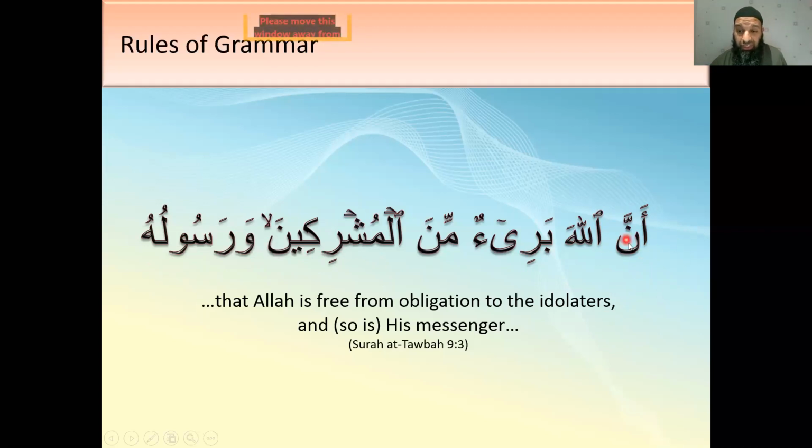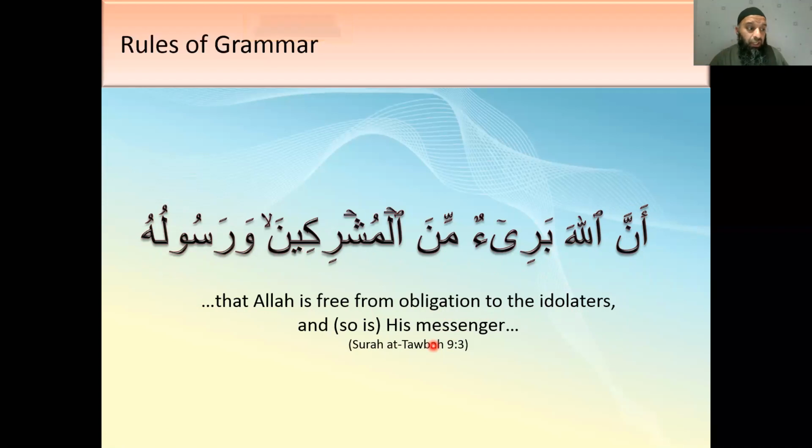So the verse is, أَنَّ اللَّهَ بَرِيءٌ مِّنَ الْمُشْرِكِينَ وَرَسُولُهُ. The lam has a dhamma on it. This is what it's supposed to say. It means that Allah is free from obligation to the idolaters, and so is His messenger, i.e. His messenger is also free from obligation to the idolaters.